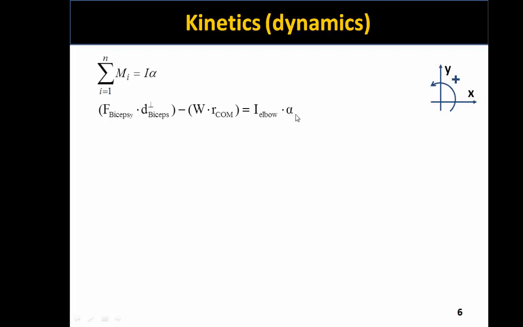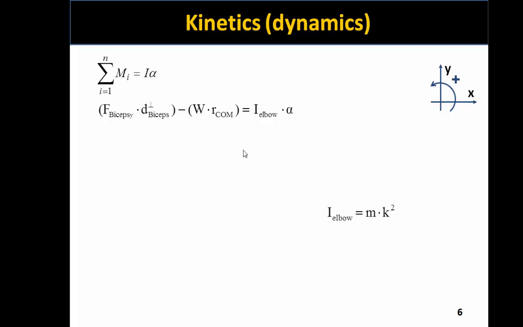Now, although we aren't explicitly given alpha, we're not explicitly given the value for the moment of inertia. Alpha is still our unknown. We can compute the moment of inertia before moving on to the next step, and that's what I'm going to do on the lower part of the slide.